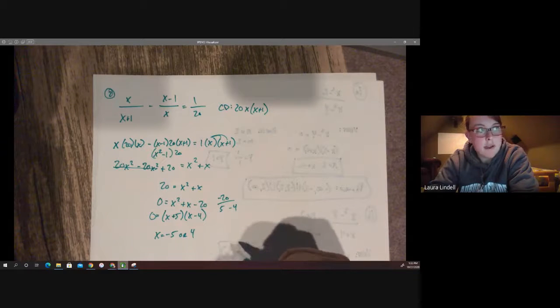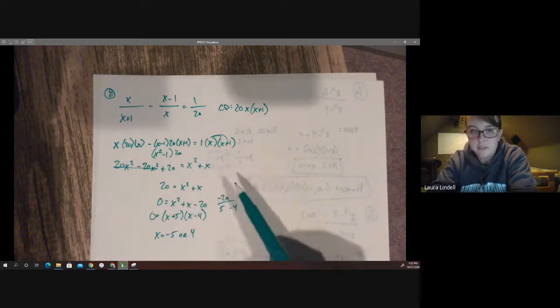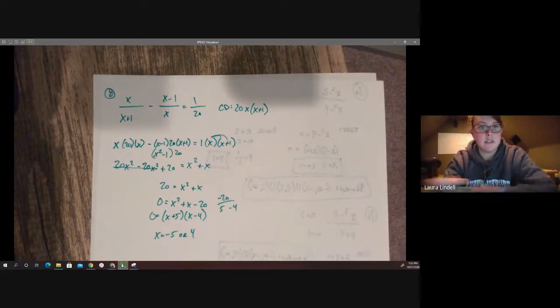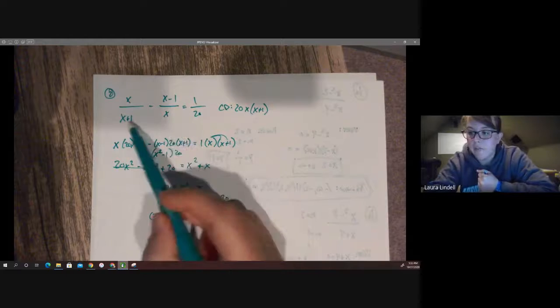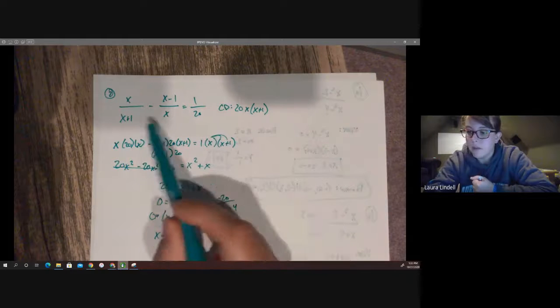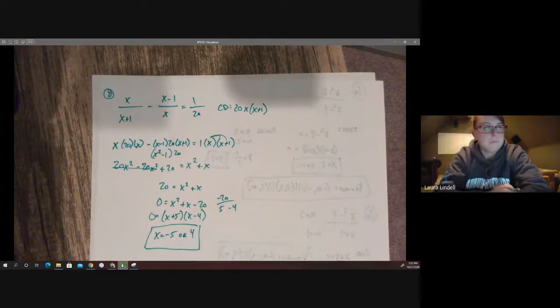Then we want to go back and check and make sure that neither of these creates a dividing by 0 issue up here, since this did come from a rational equation. And if I plug in negative 5, we're good to go. If I plug in 4, we're good to go. So either of these will work as our answer.